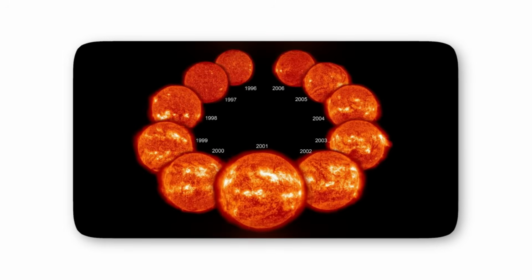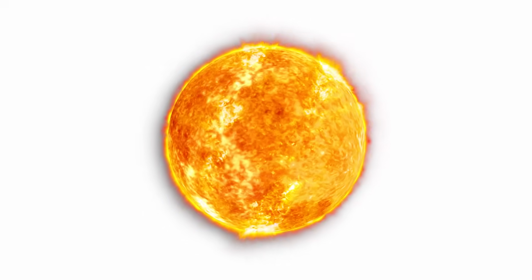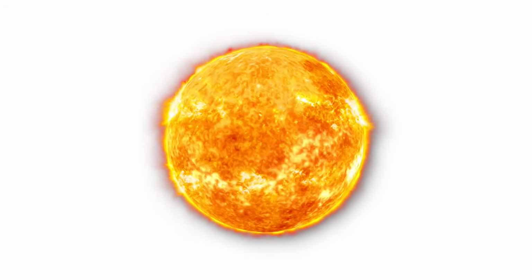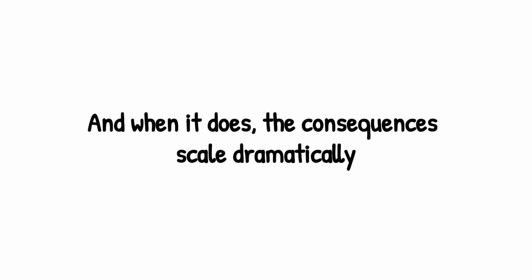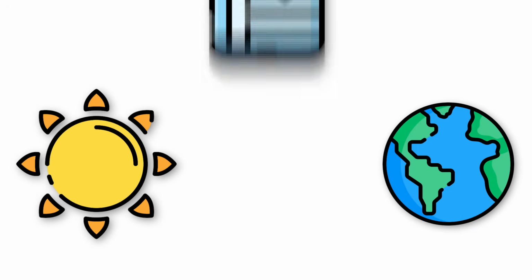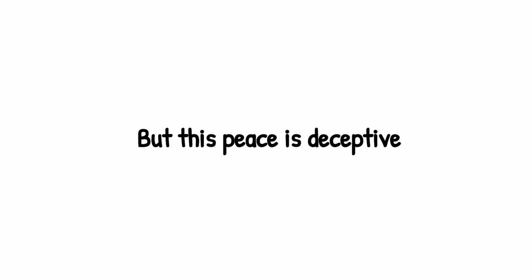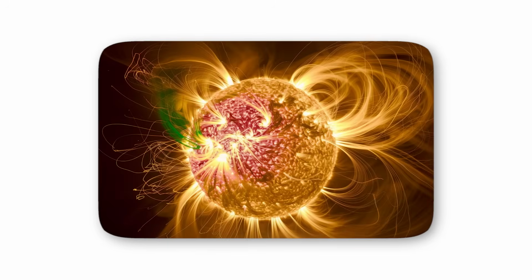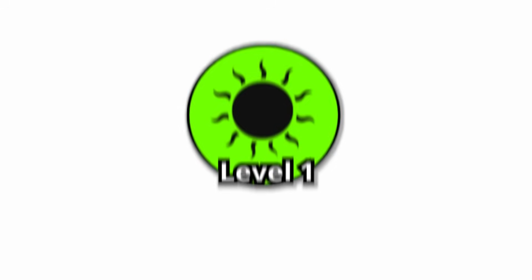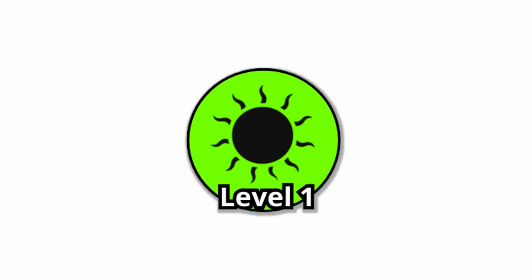This calm isn't permanent. It's part of the sun's natural 11-year cycle. Just when you think the big star has chilled out for good, it suddenly decides to wake up and throw a fiery fit. And when it does, the consequences scale dramatically. So at level zero, we're safe. The sun is calm, Earth is stable, and your phone's GPS works flawlessly. But this peace is deceptive, because hidden beneath that bright golden surface are tangled magnetic fields twisting tighter every day. And when those snap, well, let's just say level one is about to turn the volume up.